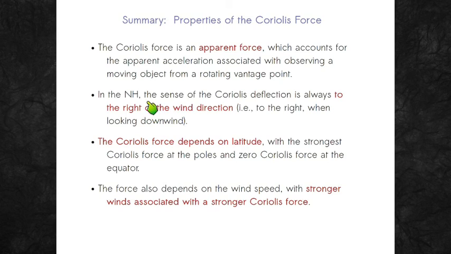Now, the second point is that in the northern hemisphere, the sense of this deflection of the path is always to the right of the wind direction. That is, if you're standing and looking in the direction of the wind, then the Coriolis force is always going to pull to your right. The strength of the force depends on the latitude, with the strongest Coriolis force at the poles, and zero Coriolis force at the equator, and in between varying between the two. And then finally, the force also depends on the wind speed, with stronger winds associated with stronger Coriolis force. All right, so that's our overview of the Coriolis force. We'll leave it there for now.